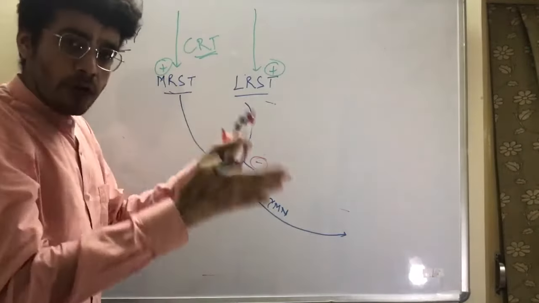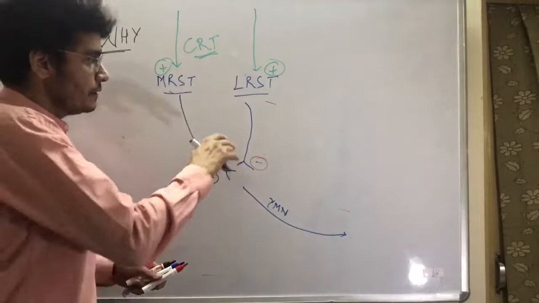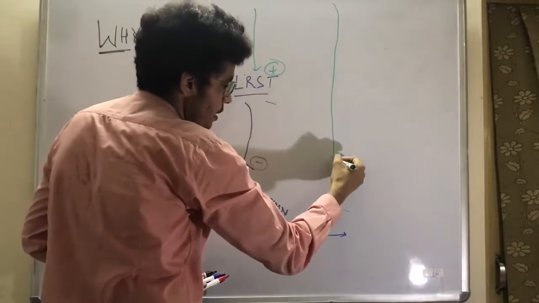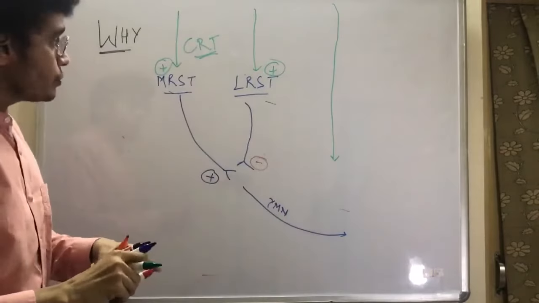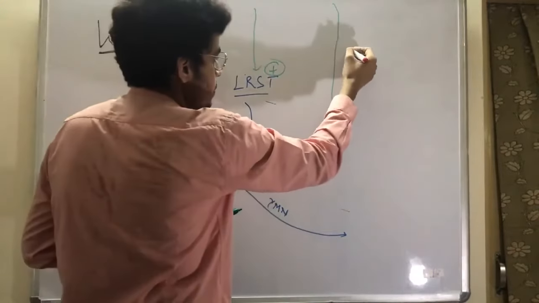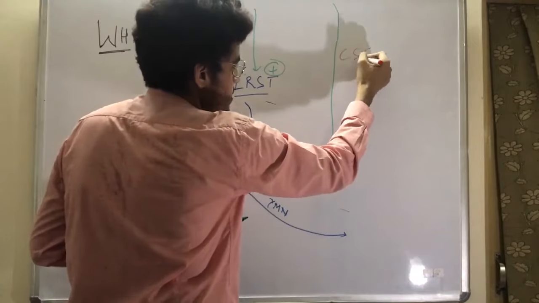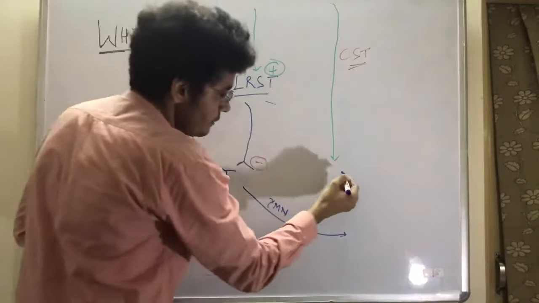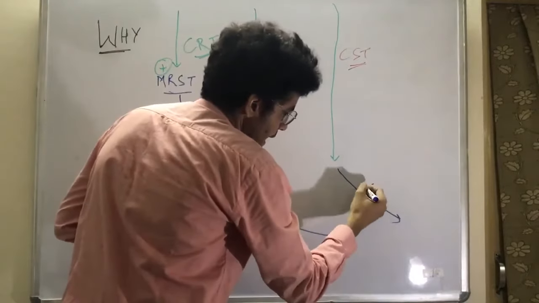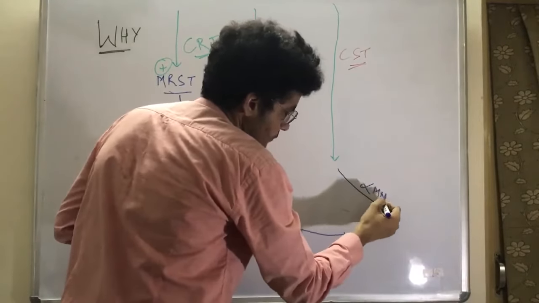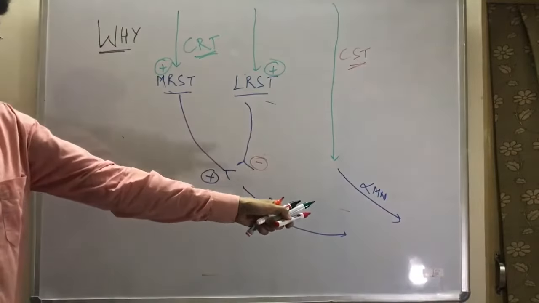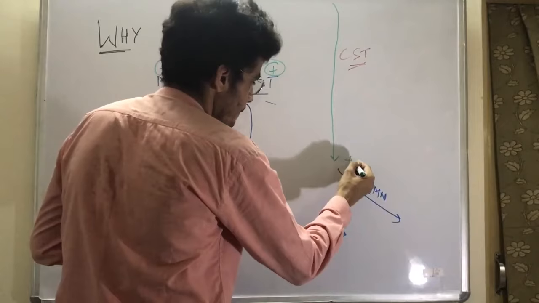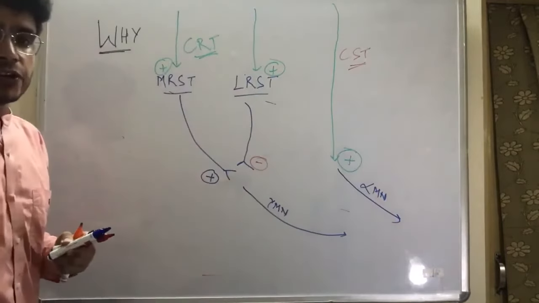Now, from the cortex, the tracts which directly come from the cortex and end at the spinal cord are called the corticospinal tract. Now, these corticospinal tracts are innervating the alpha motor neuron, and they are stimulatory to the alpha motor neuron.